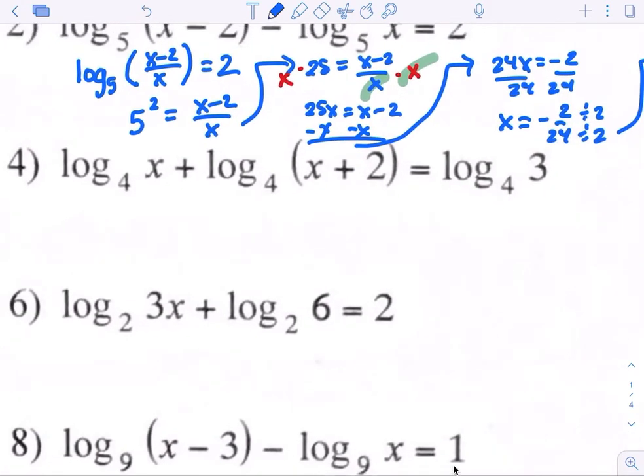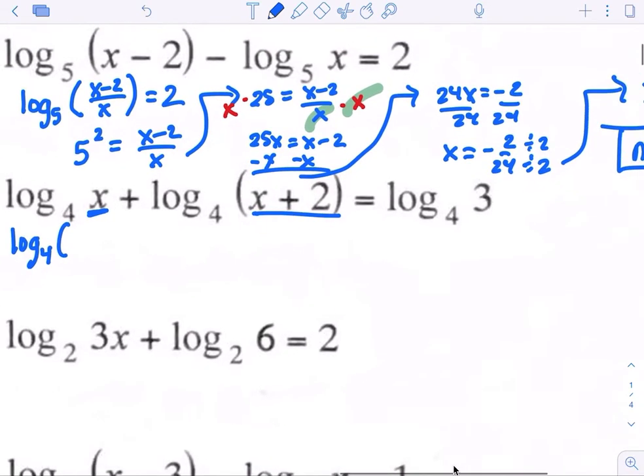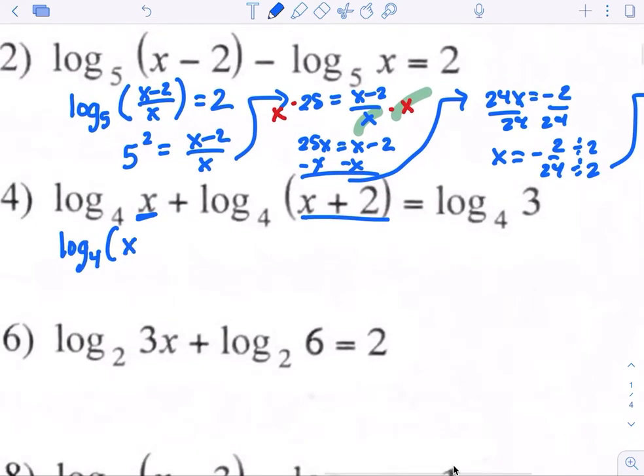Number 4, log and a plus sign. So this is product rule. So log base 4 of this times this. X times x is x squared. X times 2 is 2x. Now look on the other side. You get log base 4. This is the type of problem where, remember, if you have a log and a log, then all you have to do is equate this one to that one.